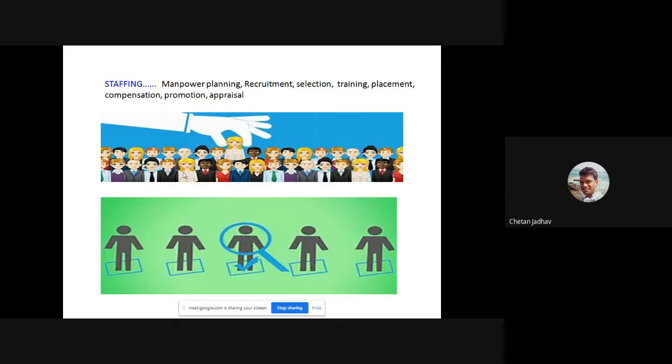Next is staffing. Staffing is nothing but manpower planning: the correct person having the right skill, then recruitment, selection of the right person among different persons, then giving important training to that person. After that come placement, compensation, and promotion of that particular person, then performance appraisal. Whatever tasks were given over the last 6 months, 3 months, or 1 year, they should check that performance appraisal, and according to that they will select the correct person for that particular product or department.